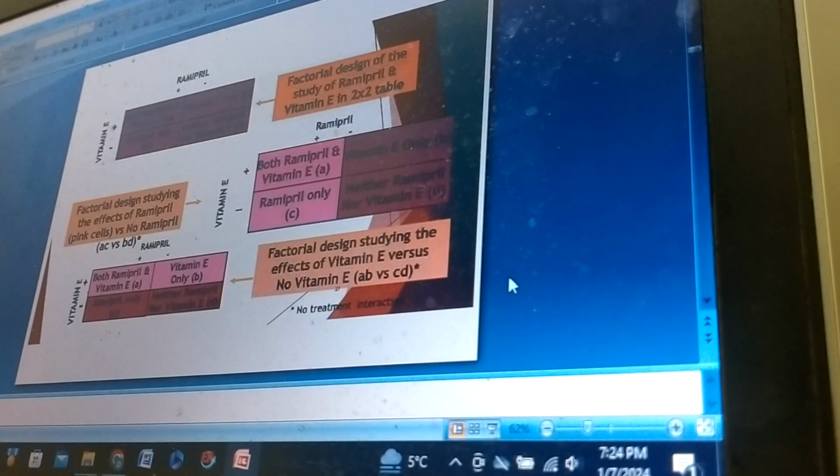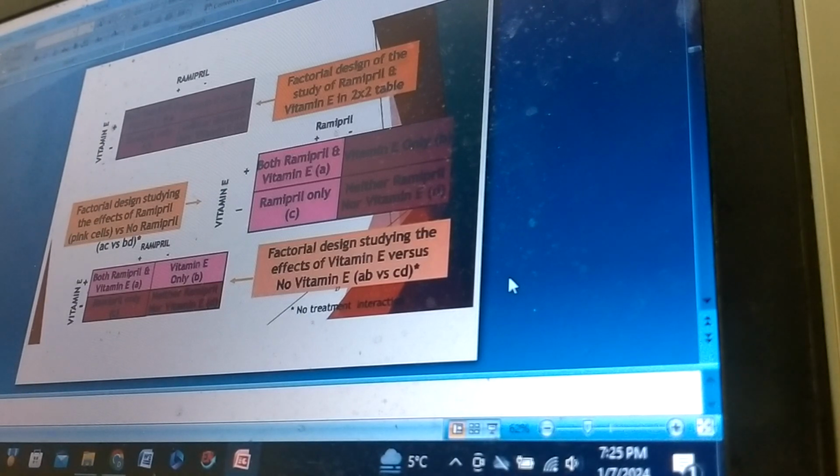Ramipril. Both ramipril and vitamin E, A. Ramipril only, C. Vitamin E only, B. Neither ramipril nor vitamin E. Factorial design study: studying the effects of ramipril versus no ramipril. Both ramipril plus vitamin E, ramipril only, vitamin E only, neither ramipril nor vitamin E.